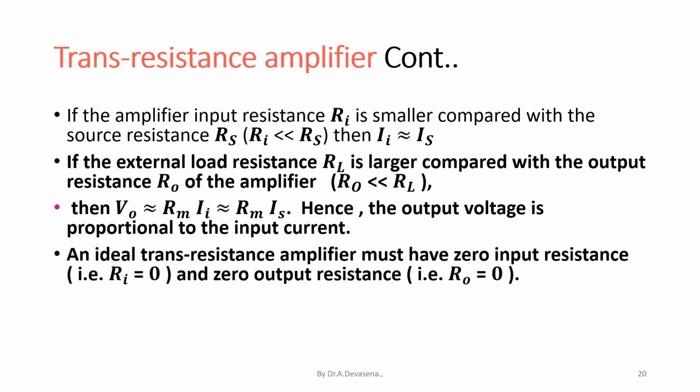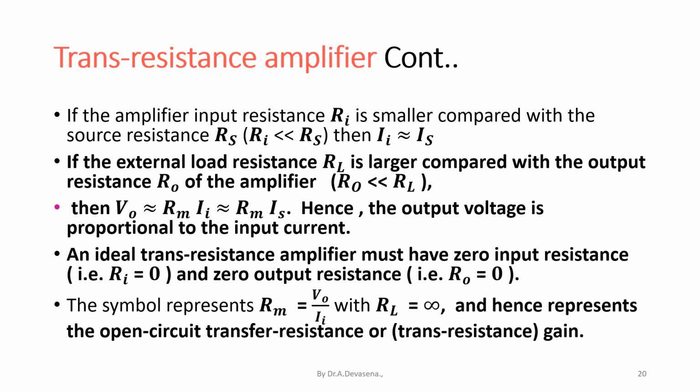An ideal transresistance amplifier must have zero input resistance, that is Ri equal to 0, and zero output resistance, that is R0 equal to 0. The symbol Rm is equal to V0 by Ii with RL equal to infinity, and hence represents the open circuit transfer resistance or transresistance gain.